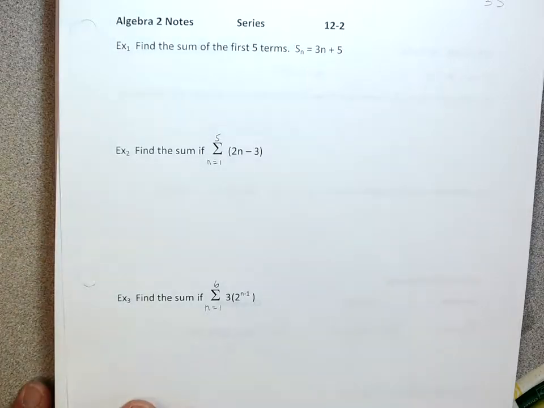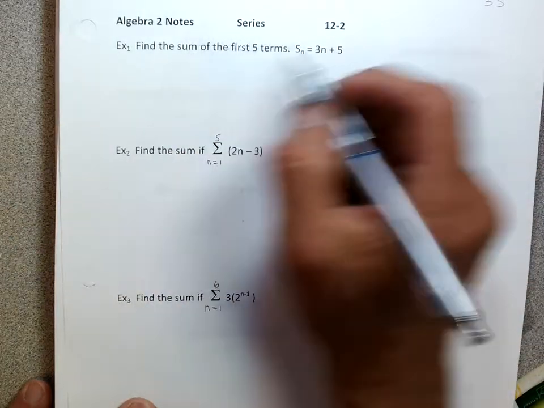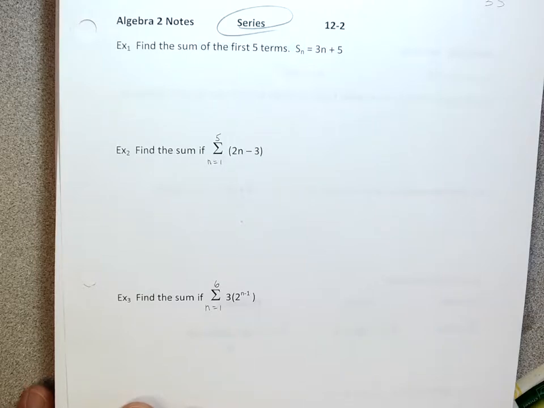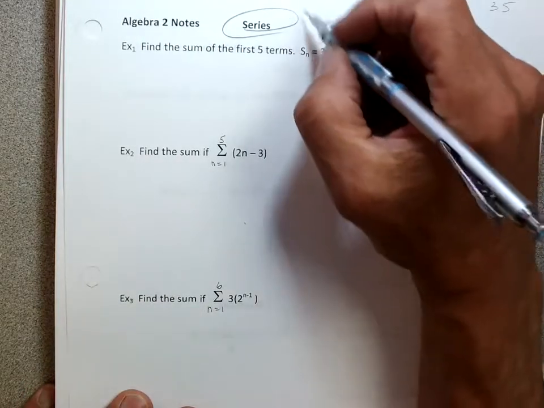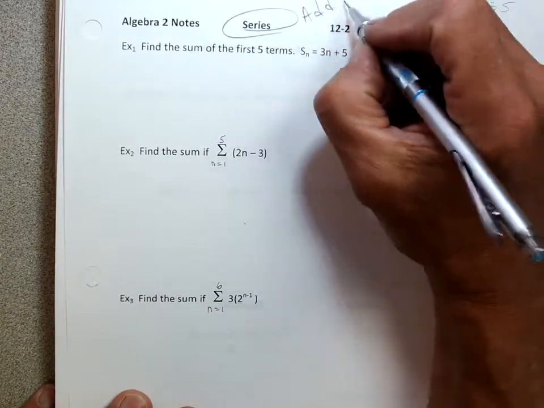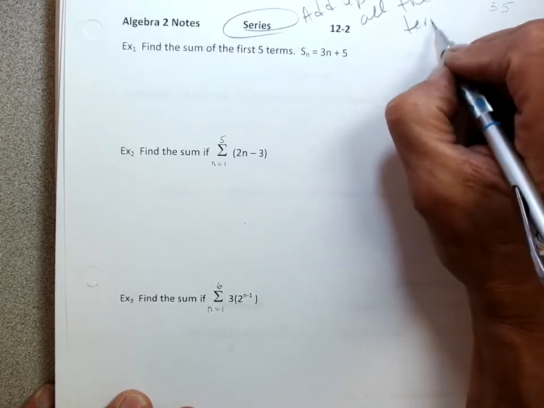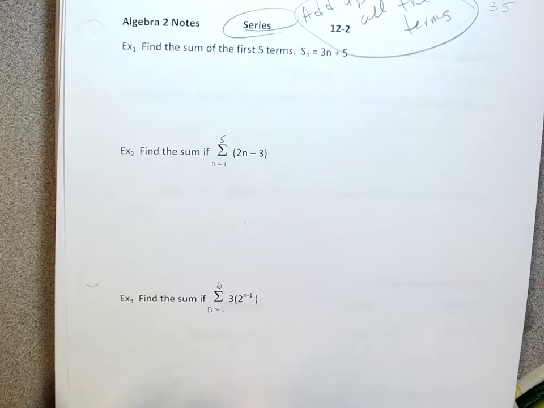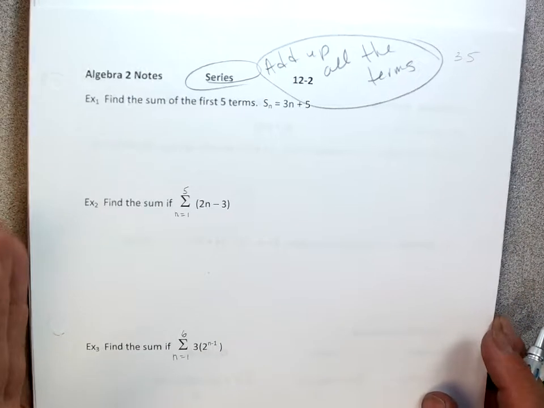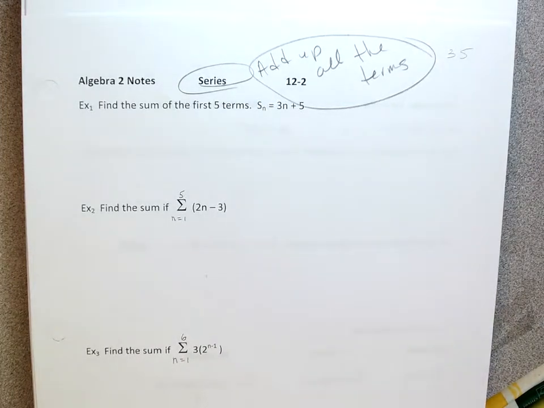Okay, so today we are really talking about series. The difference between a series and a sequence is that with a series you add up all the terms. In a sequence, you just list all the terms. In a series, you add them all up, okay?